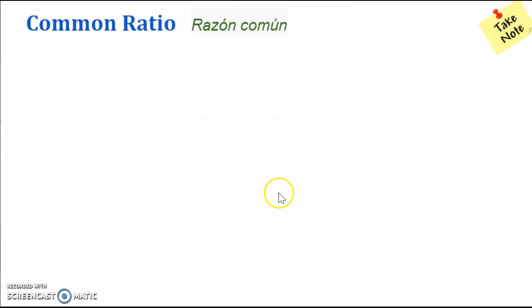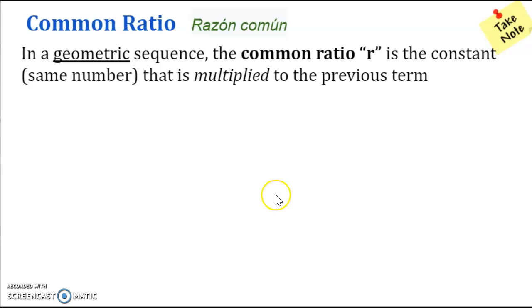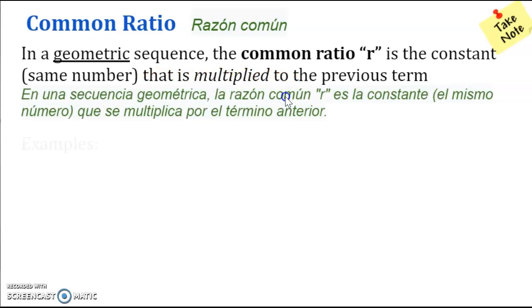All right, so what about common ratio? Just like in arithmetic sequence, you have common difference. In geometric sequence, that's where you are multiplying by a same number. You are going to have common ratio. You do not have common difference because the difference is not the same, but you are multiplying by some particular number r, which is the constant or the same number that is multiplied to the previous term.